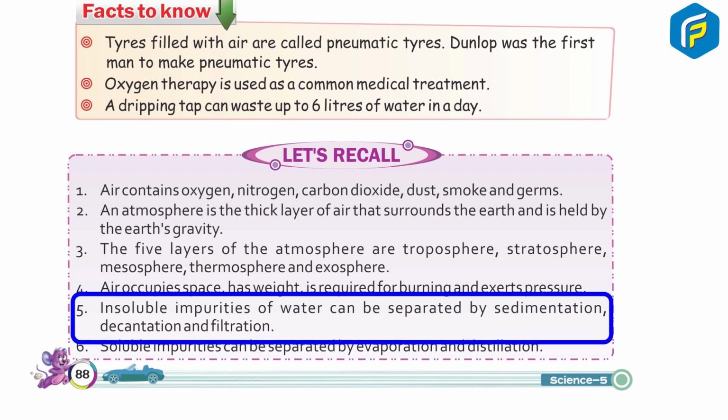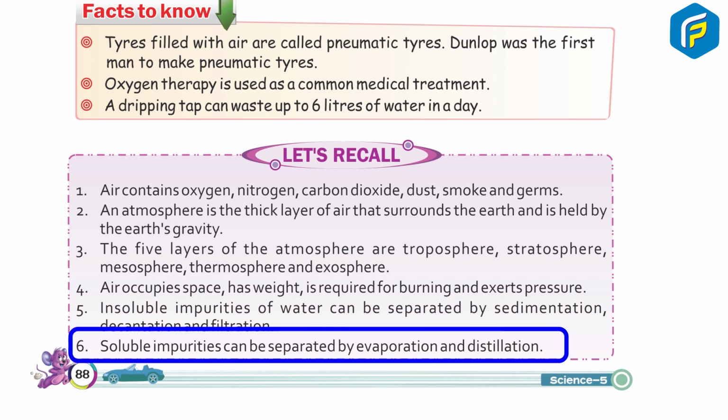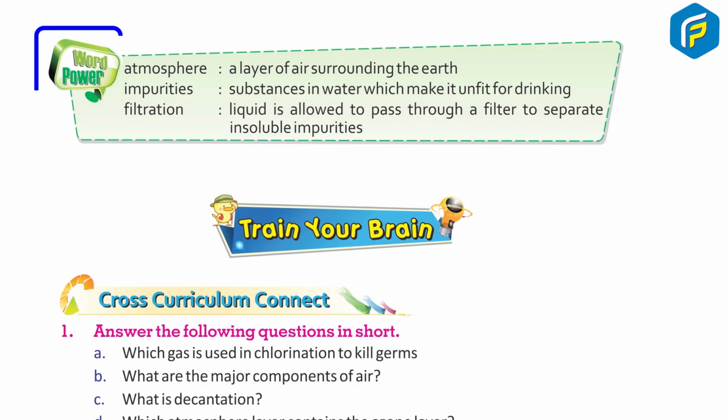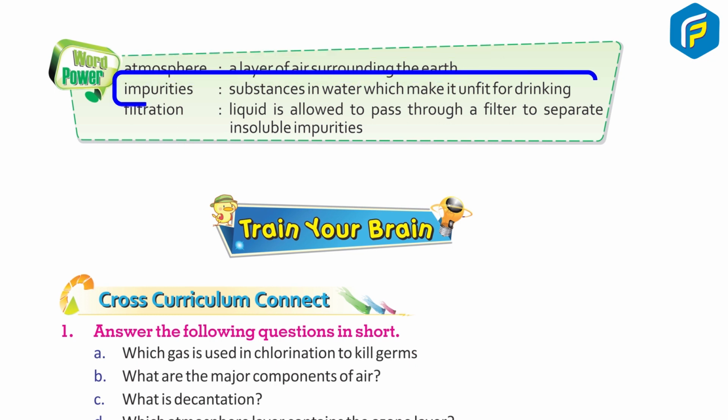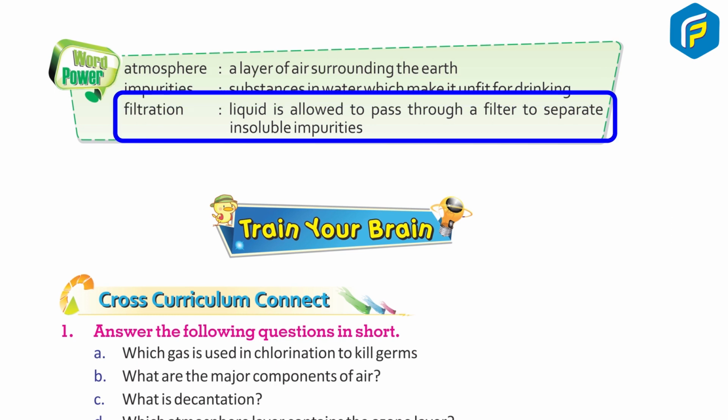5. Insoluble impurities of water can be separated by sedimentation, decantation, and filtration. 6. Soluble impurities can be separated by evaporation and distillation. Word power. Atmosphere, a layer of air surrounding the earth. Impurities, substances in water which make it unfit for drinking. Filtration, liquid is allowed to pass through a filter to separate insoluble impurities.